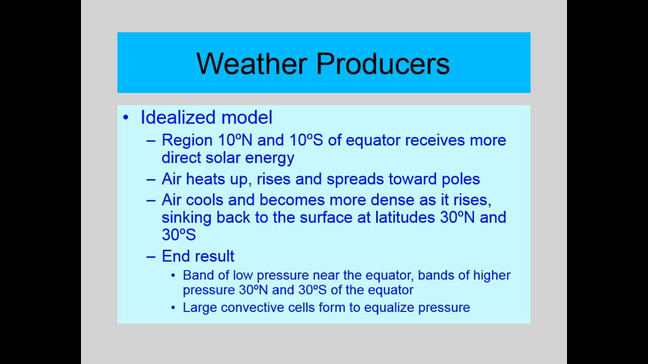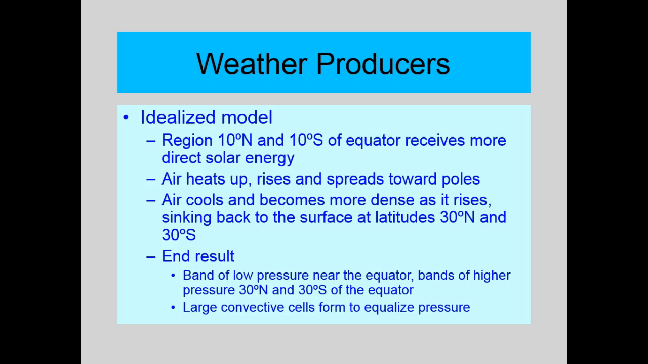So what's the end result? You have a band of low pressure near the equator and bands of higher pressure at 30 degrees north and 30 degrees south. That's where we live, just above that 30. We're 33 degrees, 23 minutes, 45 seconds north. Just right in that band.